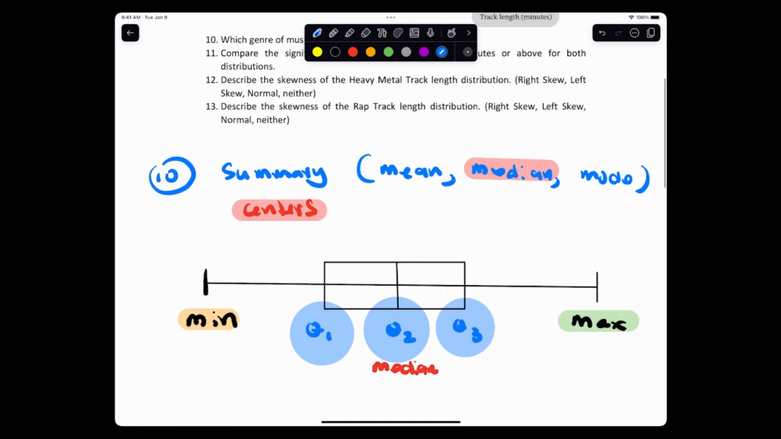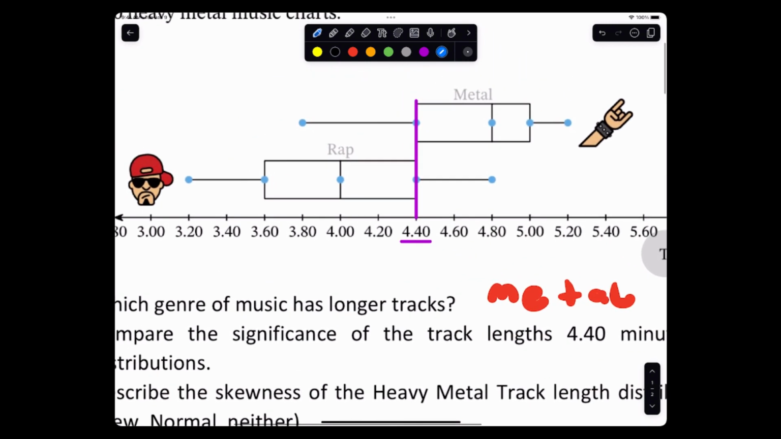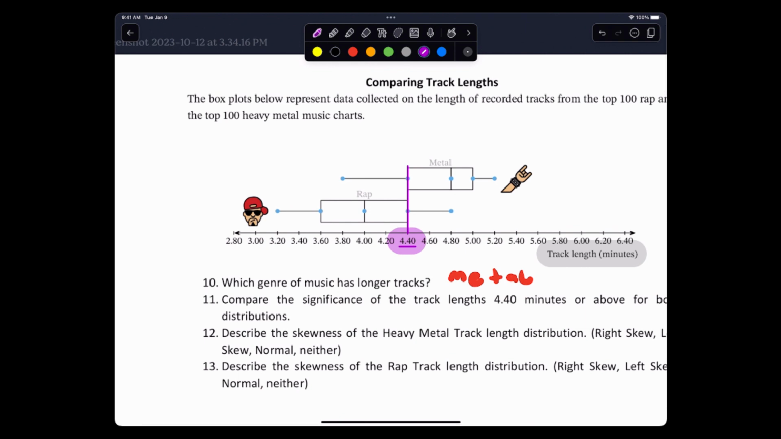So when they say, look at this 440, why is that so significant? Well, for rap, okay, 440 for rap, isn't that the value of the third quartile? So for rap music, I'm going to do this. 440 for rap music. Should we do rap music in orange? I don't know.